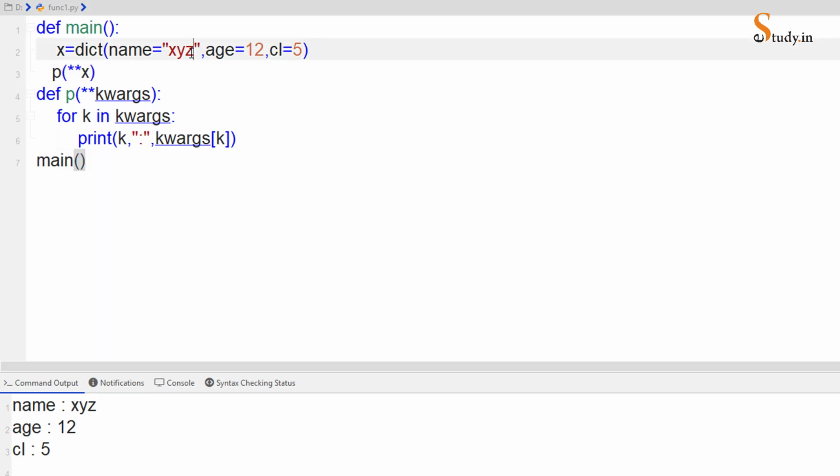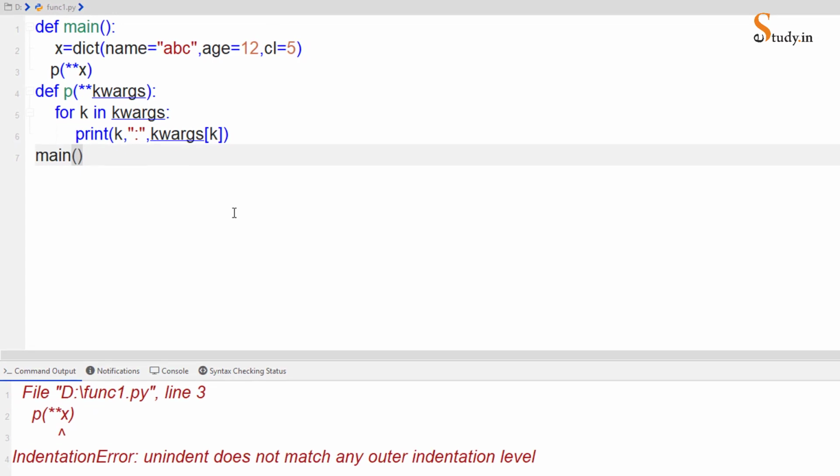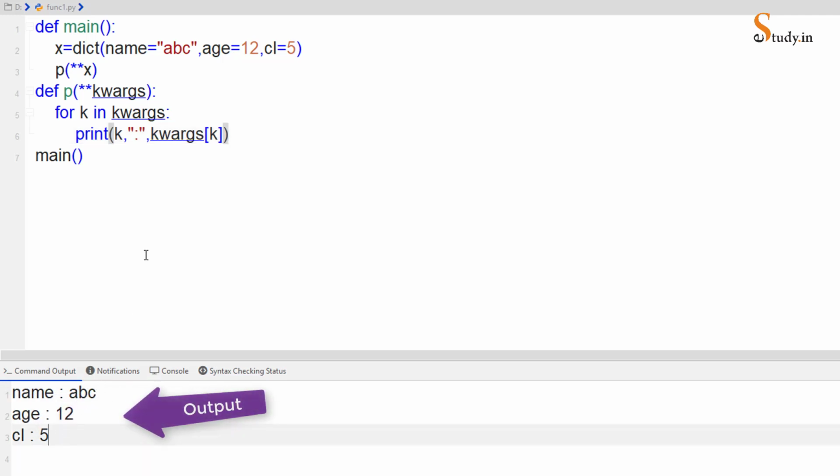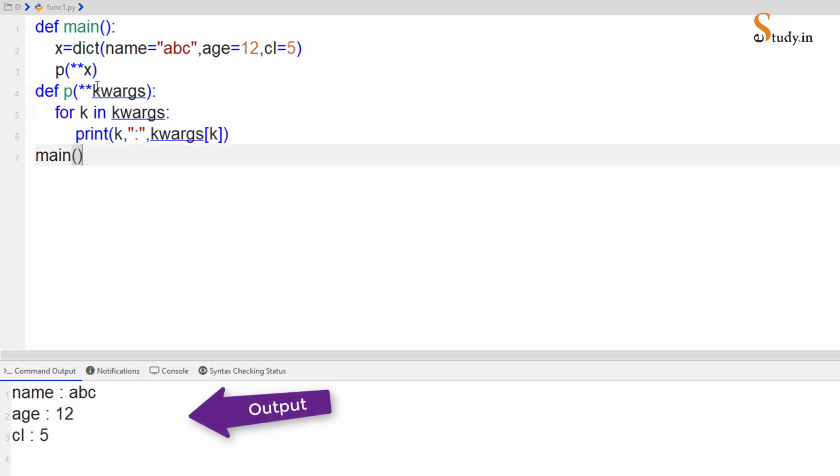Let me make a change here. Instead of xyz, let me change it to abc, and now let's run it. Let's run it again. So we get the output: name, age, and class. So this is what we mean by keyword arguments.